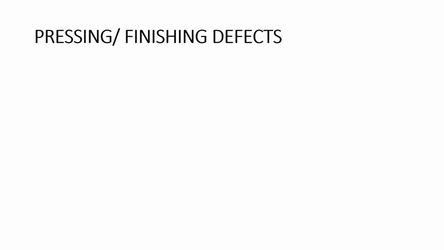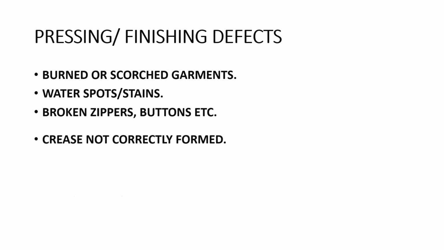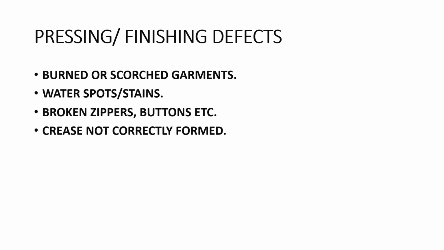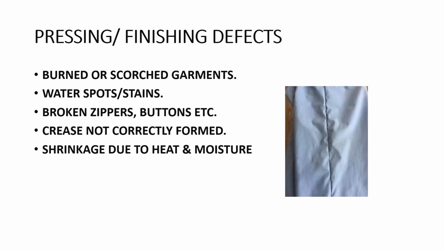Now after this, the final part is pressing and finishing, and there are some areas the quality controller must look into: burned or scorched garments, water spots or stains should not happen, broken zippers and buttons should not be there, and creases, if not correctly formed. That part we also have to see. Shrinkage due to heat and moisture, whether it is happening. So pressing also plays an important role, and we have to observe all these points correctly in the garment.